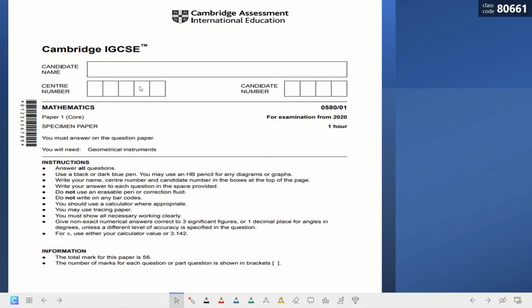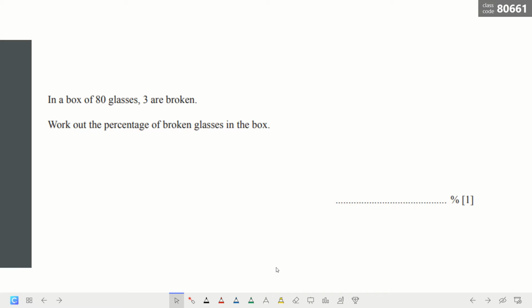As I told you in the last video, this is the new assessment cover for 2020 and up. This is for the Core, and the same is for the Extended. Here are the instructions and the information. Any question you see has a bracket at the end, below on the right. That means the marks for the question. First question here.